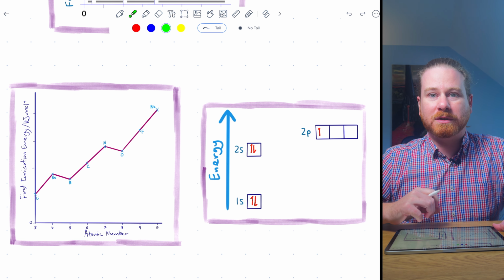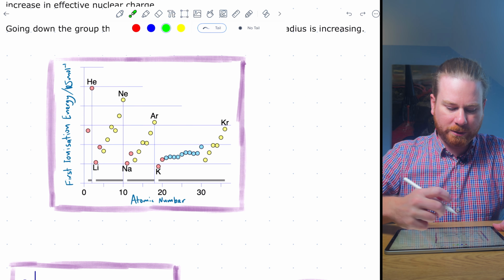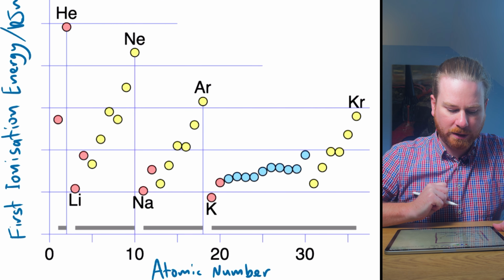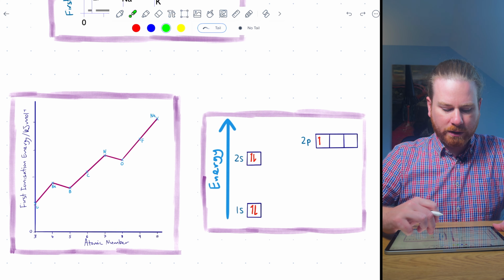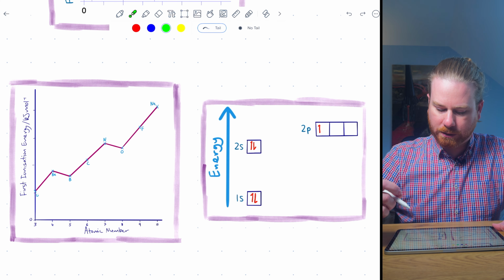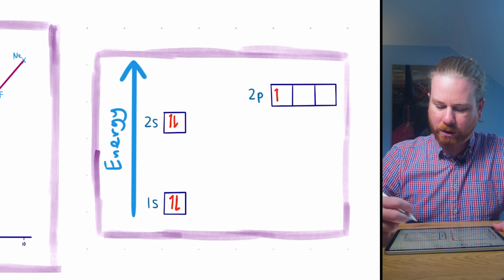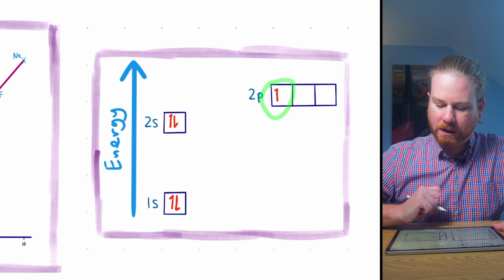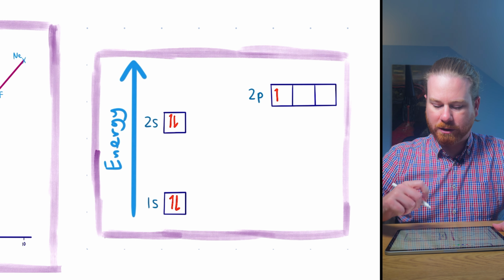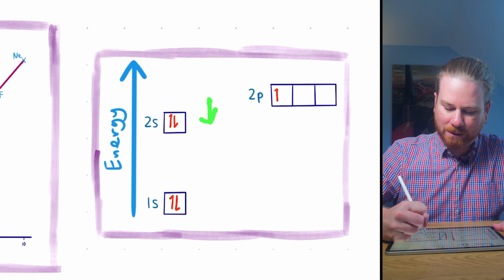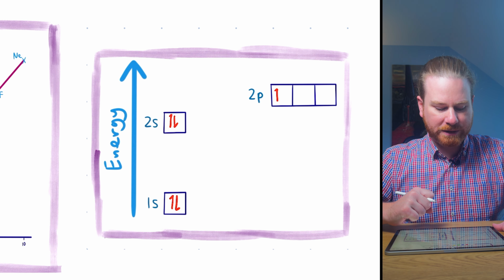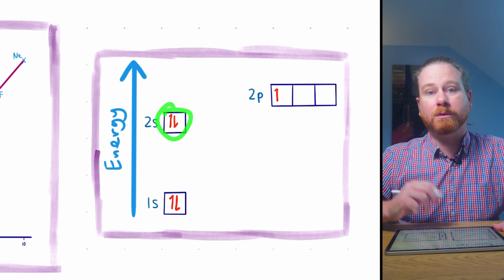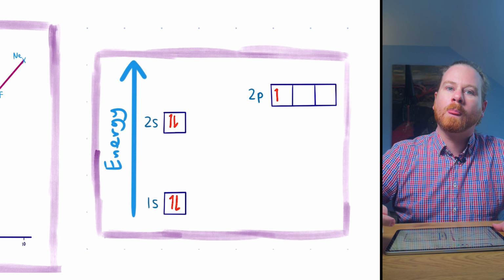This also happens with period 3 as well. We can see we're getting a dip here with the period 3 elements. Just to go through this again, boron's last electron, its valence electron, is in the p orbital. Because we've got this gap in energy, it makes this electron a bit easier to remove compared to the 2s electrons.